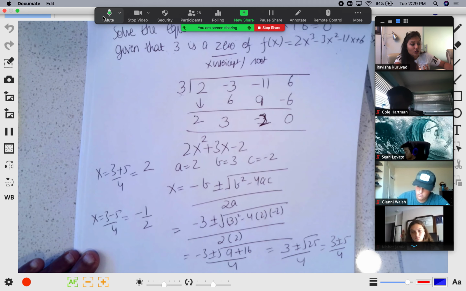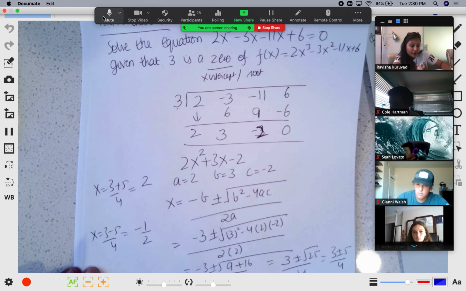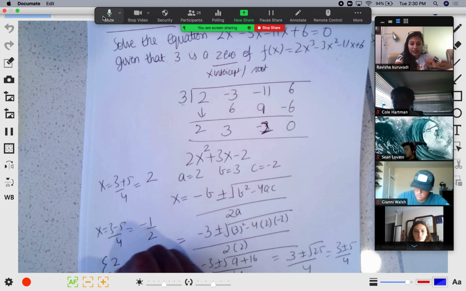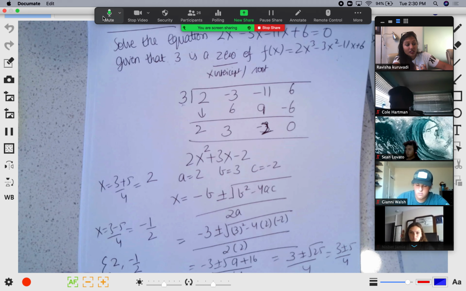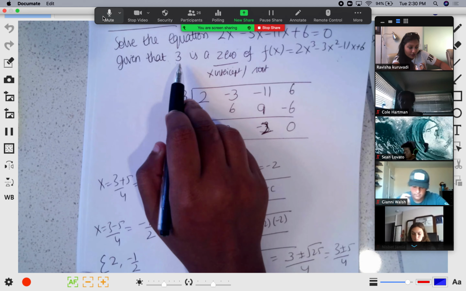Note, they were asking you to solve the equation. So your final answer will be what you found right now, and the 0 which is given to you in the question, 3.